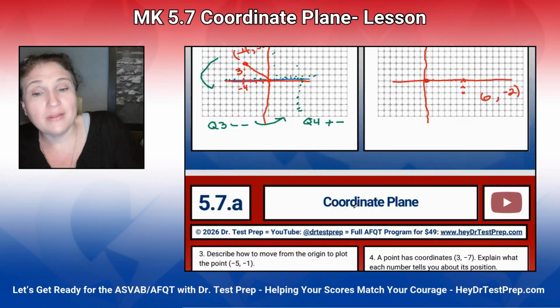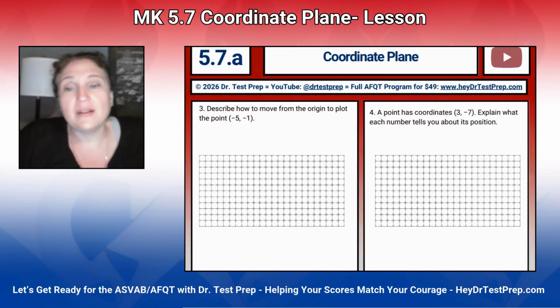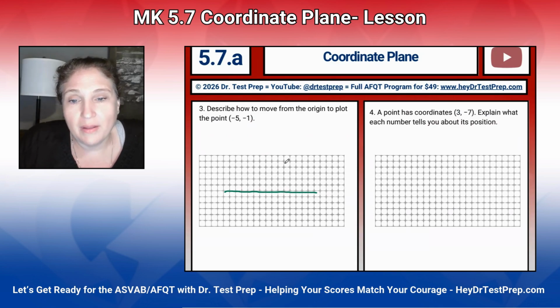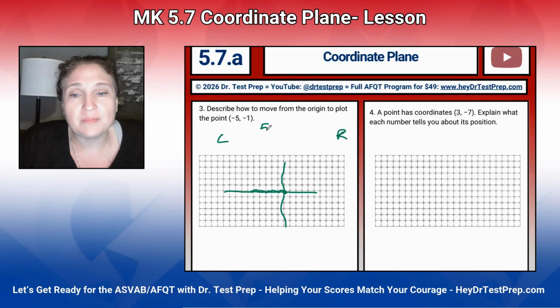All right, I'm going to move a little bit faster. So here, how do we move to negative 5, negative 1? Well, negative 5 means I go backwards. So I start at 0, 1, 2, 3, 4, 5. So I went 5 to the left. Negative 1 means I fall down 1. So here's my point, negative 5, negative 1. Then I went 5 left, 1 down.